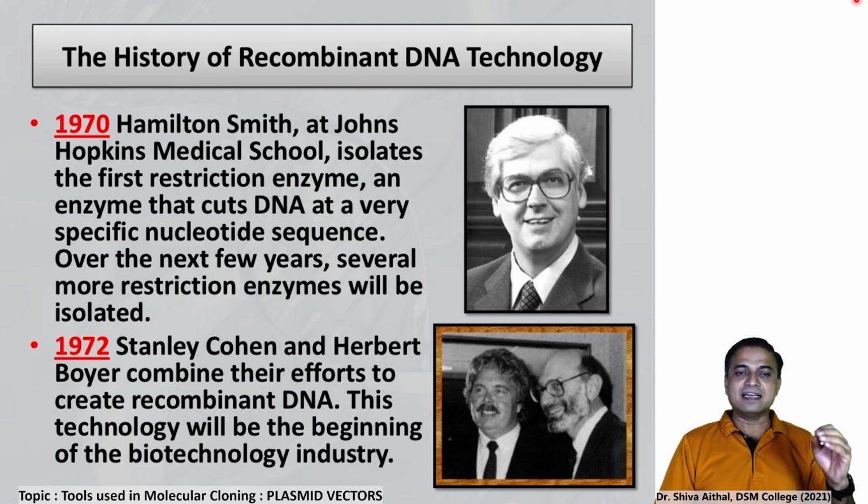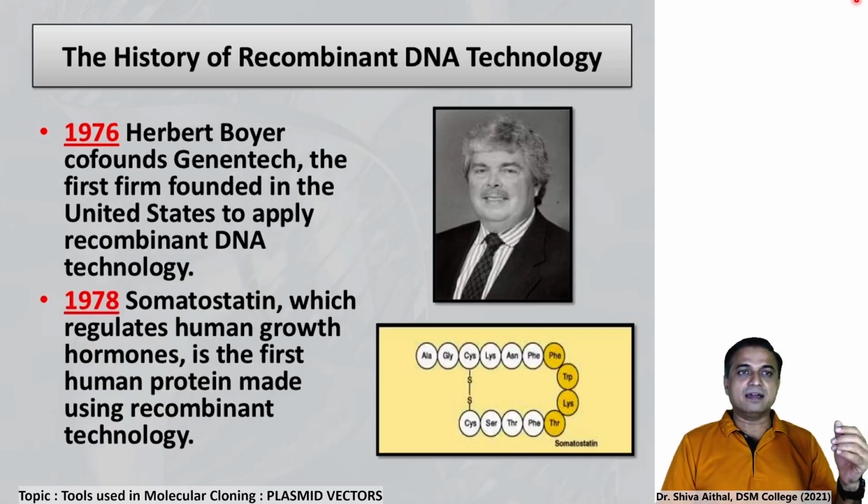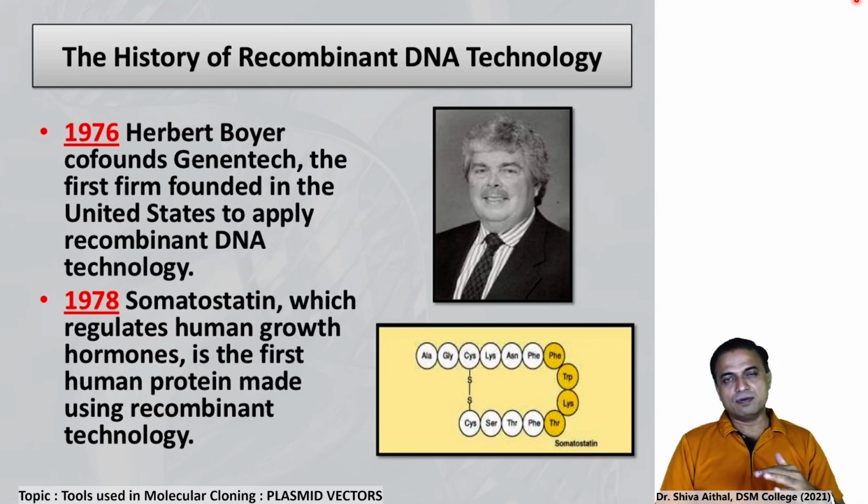In 1972, Stanley Cohen and Herbert Boyer, the pioneers, put in efforts to create the recombinant DNA molecule, and this technology began the era of the biotechnology industry. They laid the foundations of genetic engineering, and Herbert Boyer in 1976 created a company called Genentech, and in the United States, this company for the first time ventured into creating recombinant DNA molecules by recombinant DNA technology.